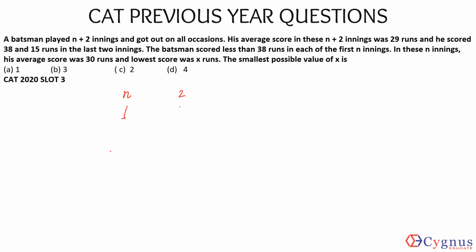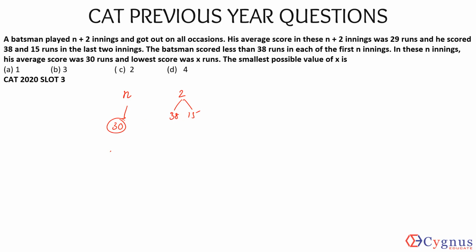In the last two innings, his scores are 38 and 15. The batsman scored less than 38 runs in each of the first N innings. In these N innings, his average score was 30. So here, the average score is 30. What's his average score in the last two innings? Let's try to find it out.